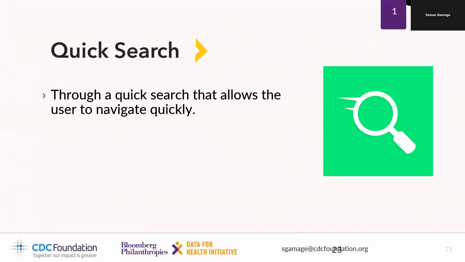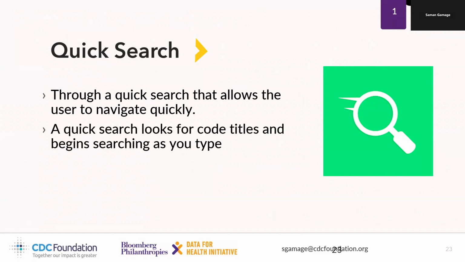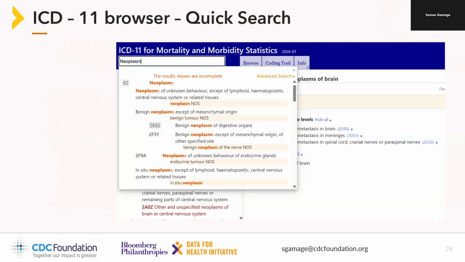A quick search allows the user to navigate quickly. It is the quickest, or fastest, way to search for a disease or an ICD-11 code. A quick search looks for code titles and begins searching as you type. This is how it works. If you want to quickly search for neoplasms, you just type neoplasm in the search window and the results will appear.